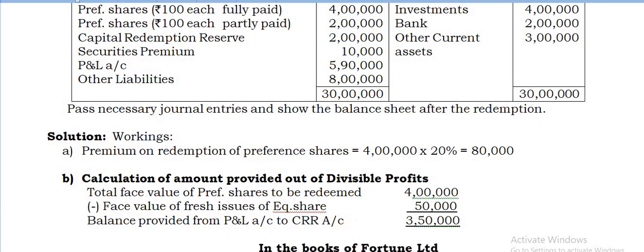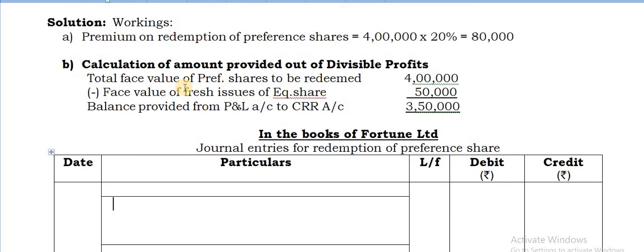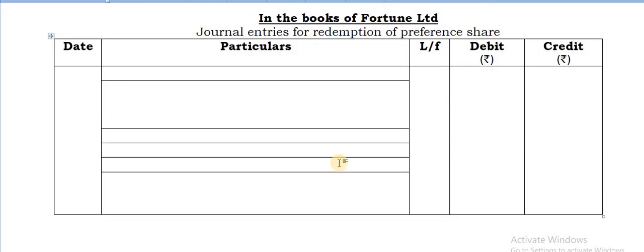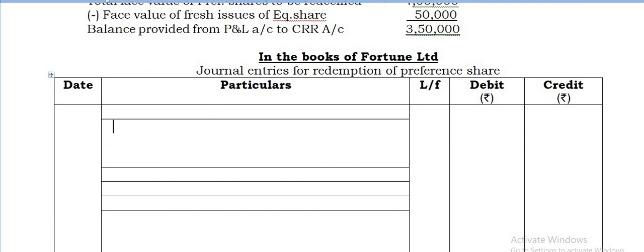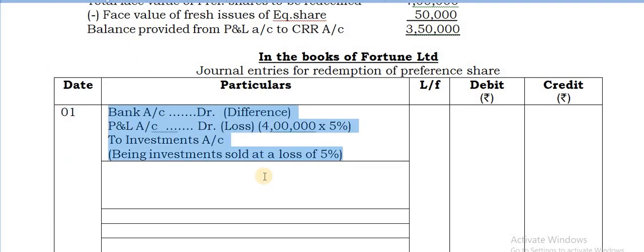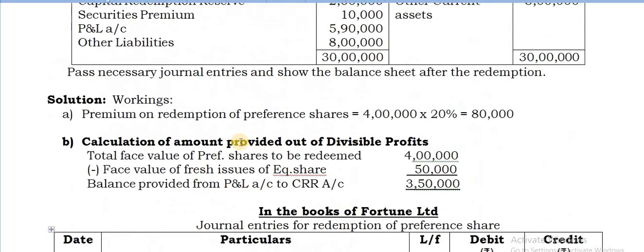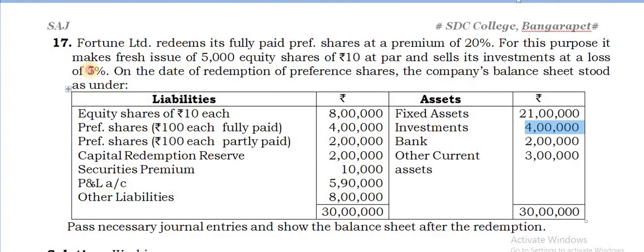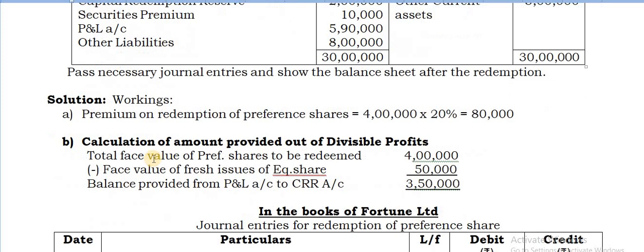We'll go for the journal entries next. So take the first one. Write the columns for that. You can pause it and take down. The first journal entry is, as regular, for sale of the investments. Here investments are sold at a loss of 5%. This is what is being given. So calculate it first.